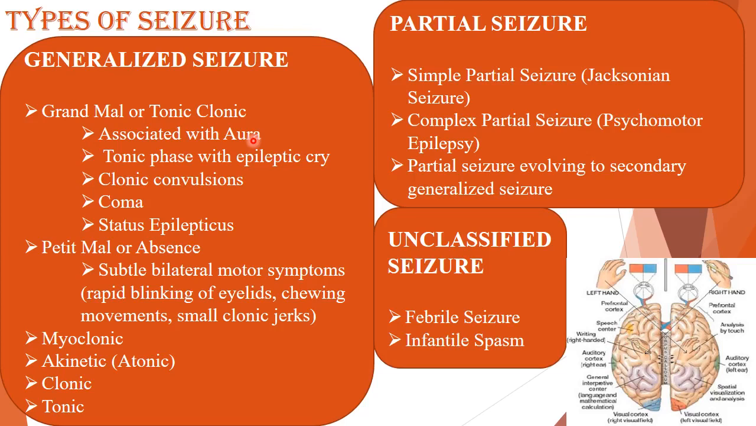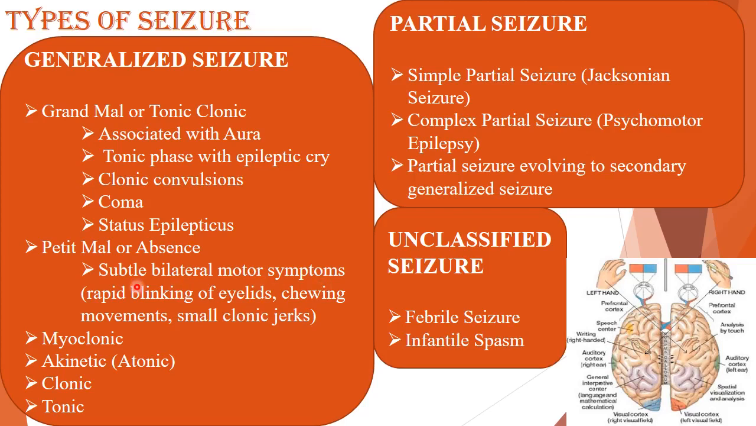And there is no confusion or amnesia whenever the patient recovers. Getting my point? But here what is happening is a subtle bilateral motor symptom, which is very difficult to distinguish, to identify. Some motor symptoms will be there, like rapid blinking of eyelids, chewing movements, small clonic jerks. These things we can observe.